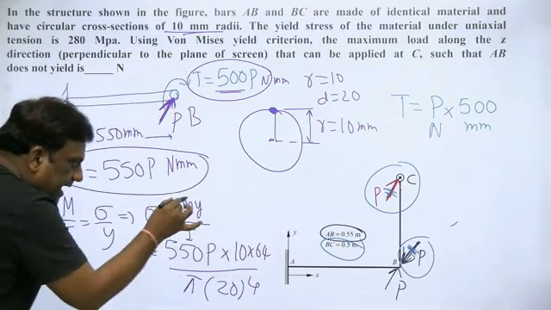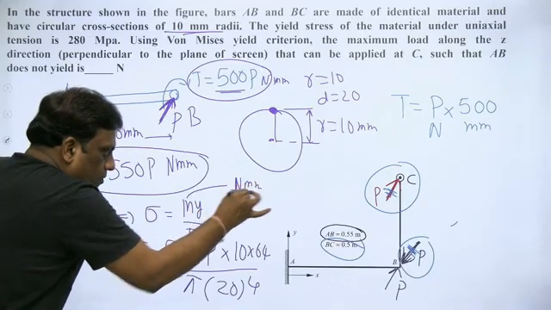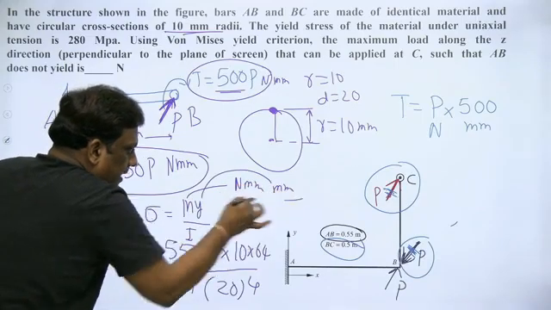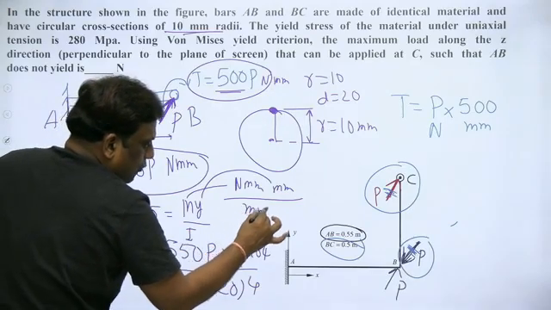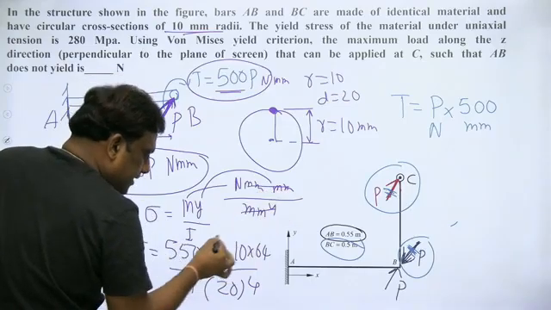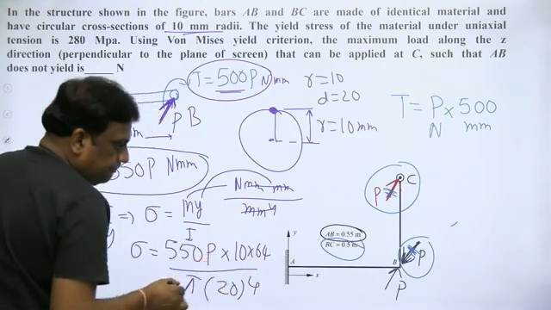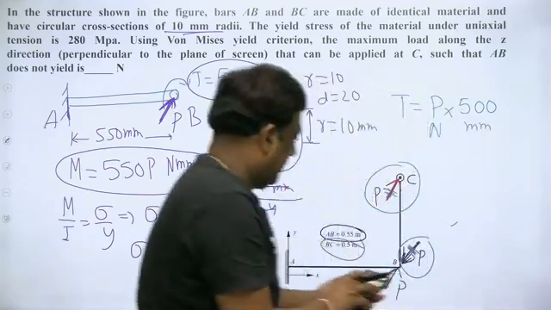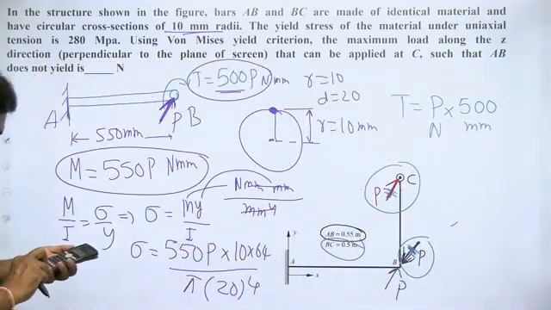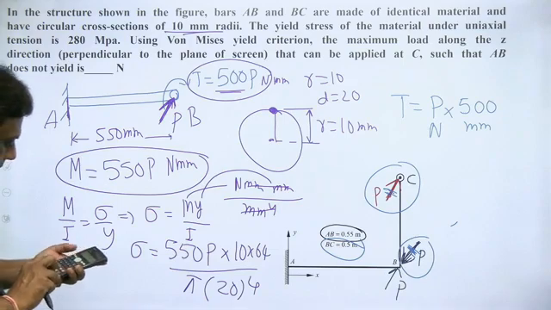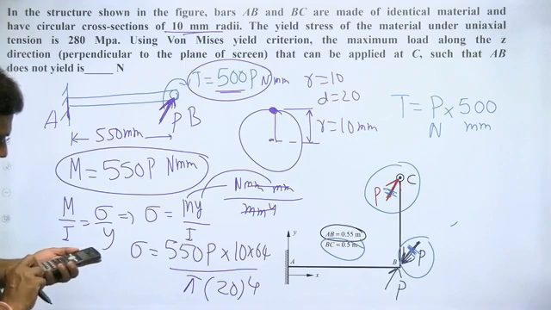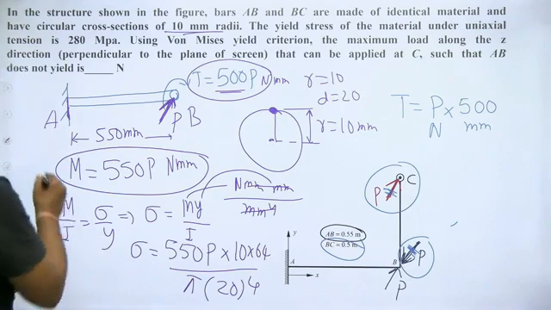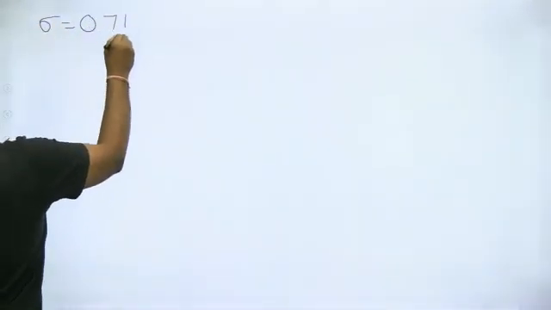Let us check the unit. M is in Newton mm, Y is in mm, and I is pi by 64, d power 4. Diameter is in mm, so d power 4 is mm power 4, giving mm square overall. So it will be Newton per mm square, which is megapascal. Let me calculate. 550 into 640 divided by 16, this is 0.7. So the sigma is given by 0.7 P.